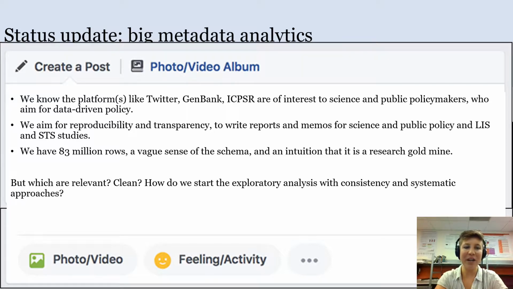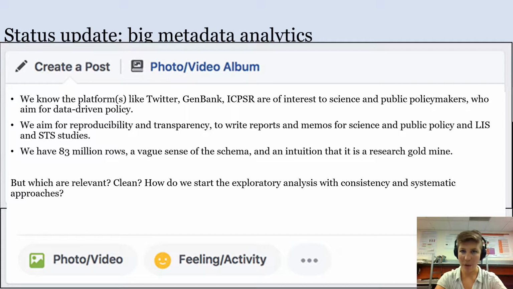And finally, we know we have a massive amount of data. We know that we have been able to wrangle it, to pull it down from web servers or other types of file storage formats. And we have a vague sense of the schema, how these records are related, and the amount of time that they span. And we also have an intuition that these platforms, this massive amount of data, is a research gold mine.